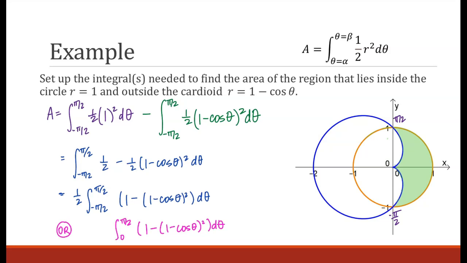But what's happening is we're going to double that. So it's going to be 2 times that 1/2 in front. And so, of course, the 2 times 1/2 cancels. So we can just find the integral from 0 to pi over 2 of that same integrand as before, and that's going to find the same area because we're able to use symmetry.